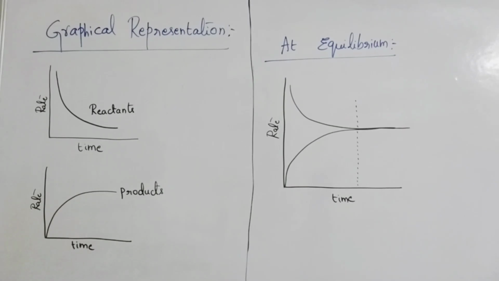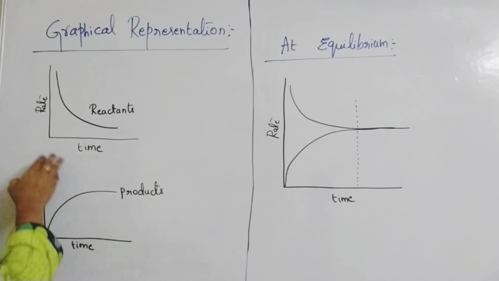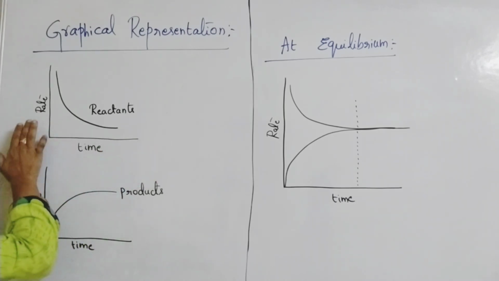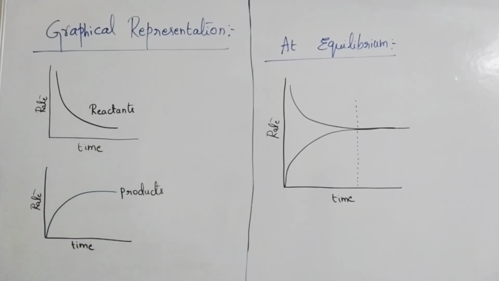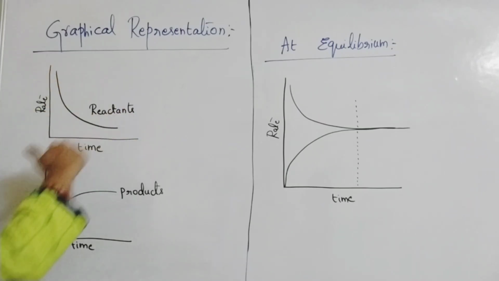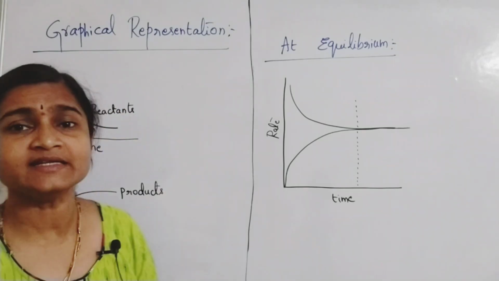Now let us understand the graphical representation of concentration of reactants and products. As you all know, as time proceeds, rate of reaction decreases. Actually, concentration of reactants decreases, rate of reactants decreases.